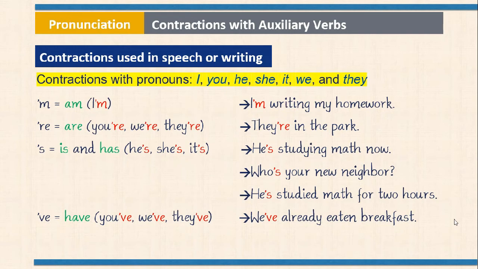Apostrophe VE, which is short for have, like in you've, we've, and they've. For example, we've already eaten breakfast.